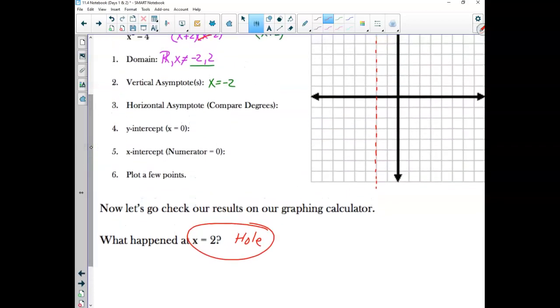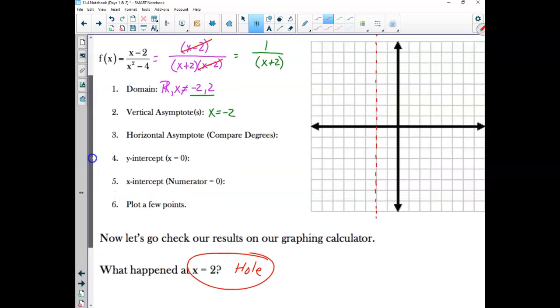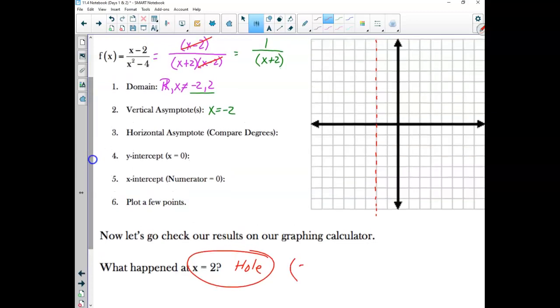Well, we're going to plot and graph our hole. So what happens if I put a 2 into my function? I want to put that 2 into my reduced function here, because then I can see my hole is going to be at (2, 1/4). And that is precisely the location of that hole. And I'm going to graph that hole over here over 2, and then up 1/4, so over 2 up 1/4. So I'm going to make a little hole right about there.